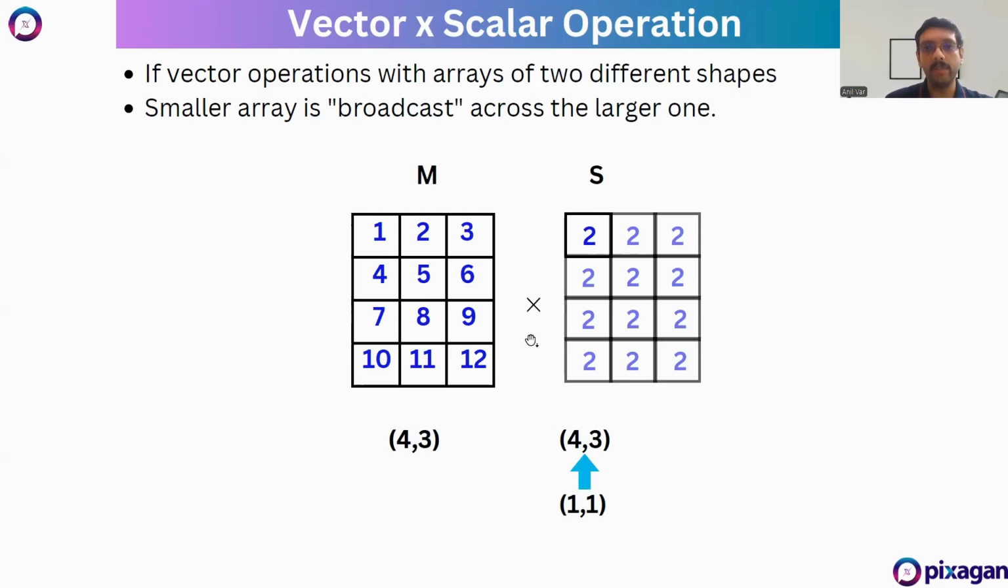Now what do you have? So we're doing element-wise multiplication. It's not matrix multiplication. Now we have the same number of elements. We have a 4 by 3 matrix here. Now you can multiply 1 with 2, 2 with 2, 3 with 2, 4 with 2, and so on, and get the answer. So what NumPy does is stretch the scalar to match these dimensions. And this concept is called broadcasting.